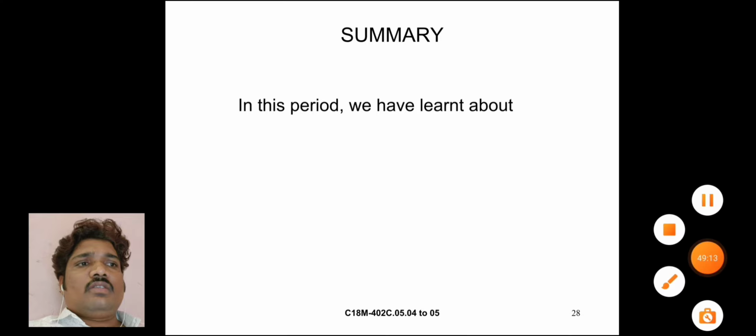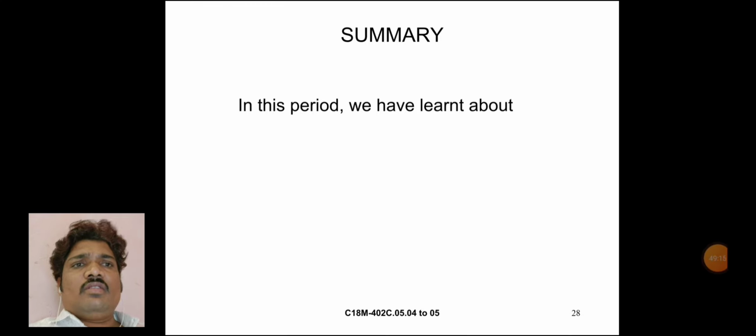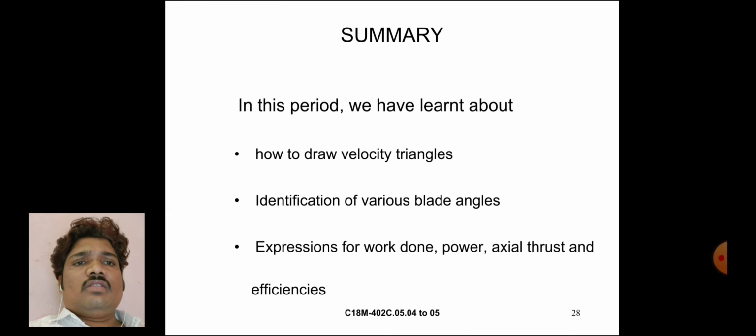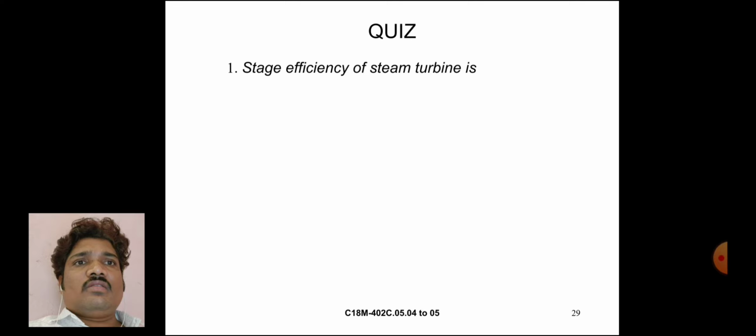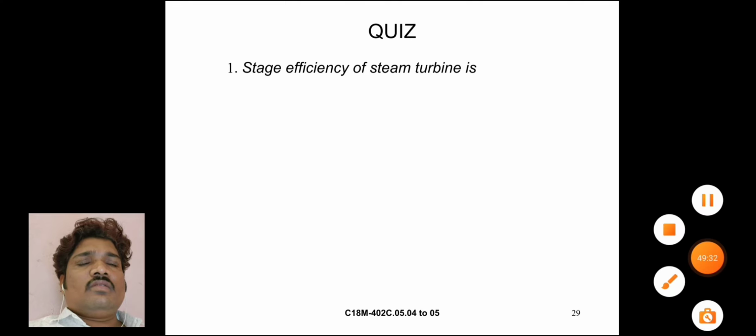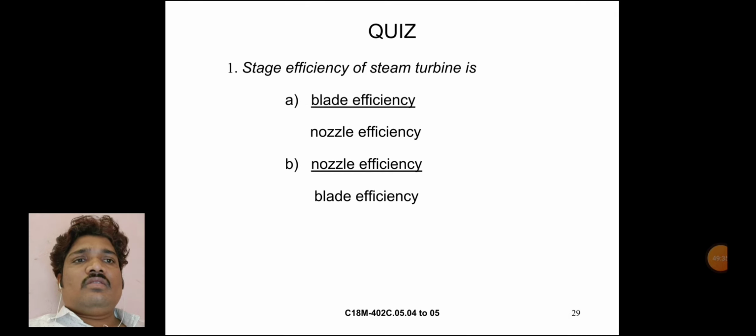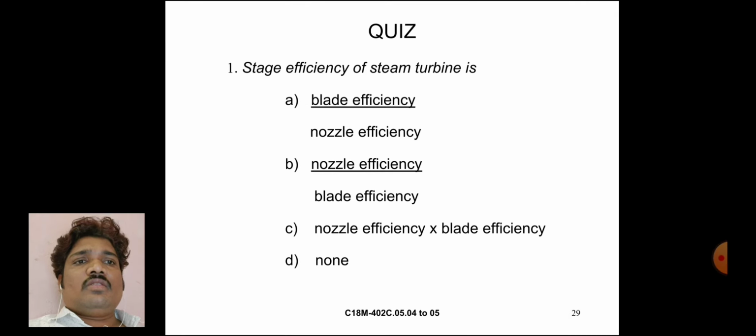In this period we have learned about how to draw velocity triangles, identification of various blade angles, expressions for work done, power, axial thrust and efficiencies. Stage efficiency of a steam turbine is nozzle efficiency into blade efficiency.